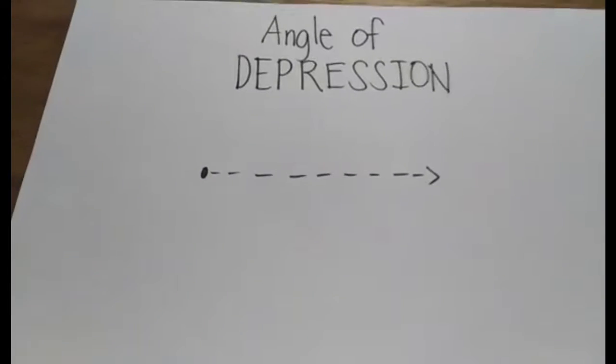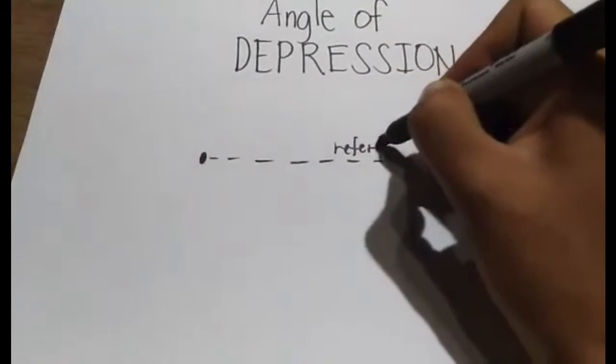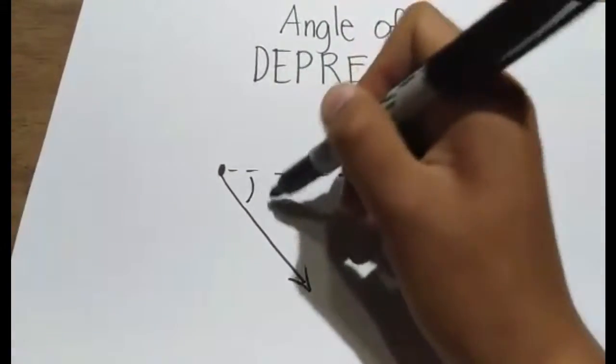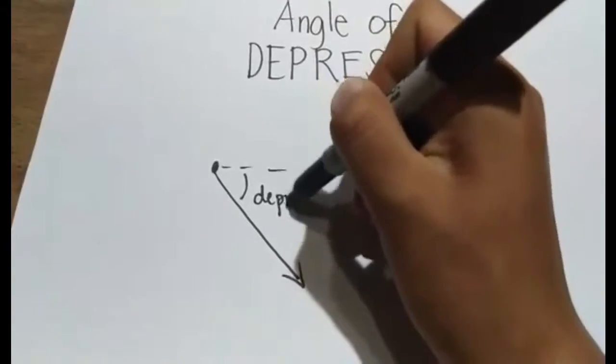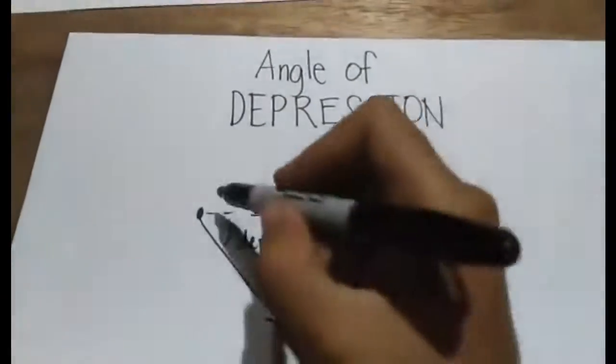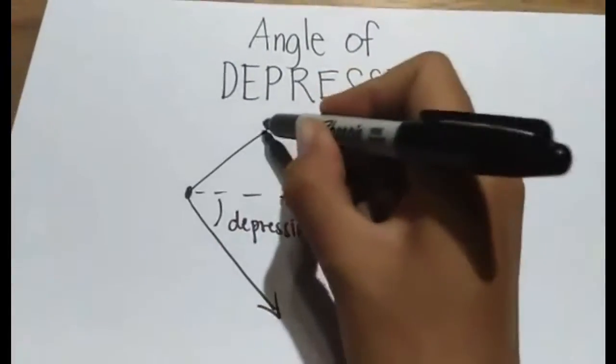Hey guys, in this video, we will tackle the concept of angles of depression. So basically, an angle of depression is formed below the reference line, as opposed to an angle of elevation. An angle of elevation is formed above the reference line.